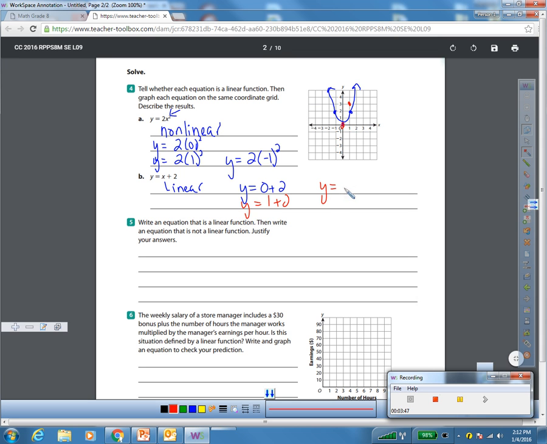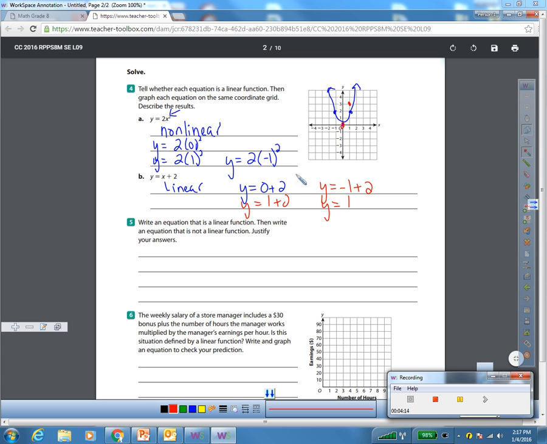Let's say I plug in negative 1. So I do the math. If I plug in negative 1 for the x, okay, negative 1 plus 2 gives me 1. So looking at this, I get negative 1 for the x and 1 for the y.